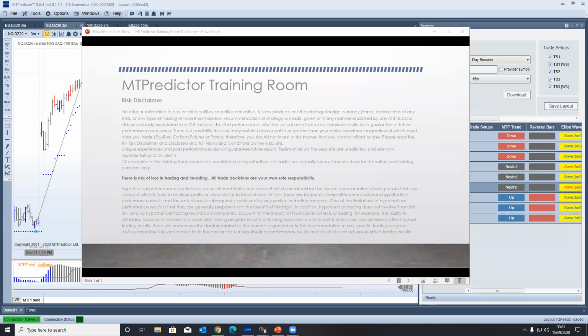I'd like to remind you all of our risk disclaimer, and in particular that all examples in this trading room should be considered as hypothetical. No trades are actually taken, they're just shown for illustration and trading purposes only. There's a risk of loss in trading and investing. Put another way, all professional traders know and understand, but more importantly accept, that losses can and will unfold. No matter what trading approach there is, you always will have losing trades.